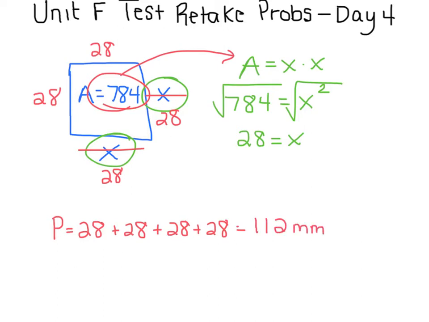Okay? So on one like that, you've got to take this number and square root it to get the individual side lengths, and then add up 4 of those to get all the way around the square. Okay, next one.